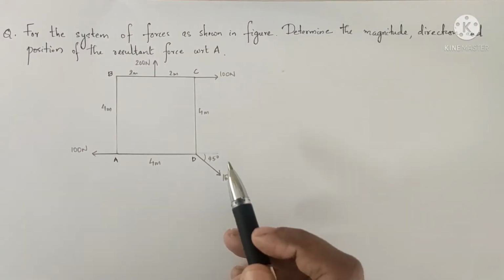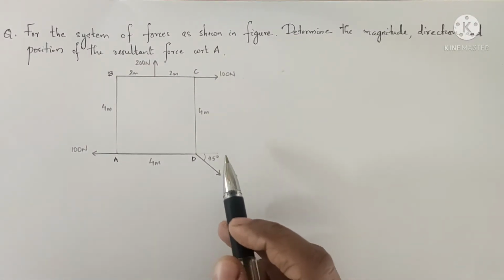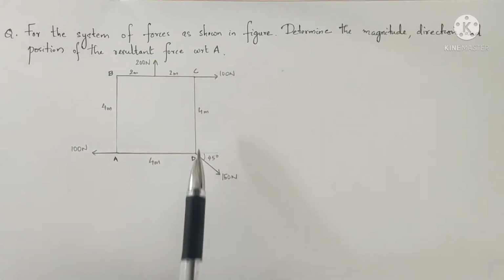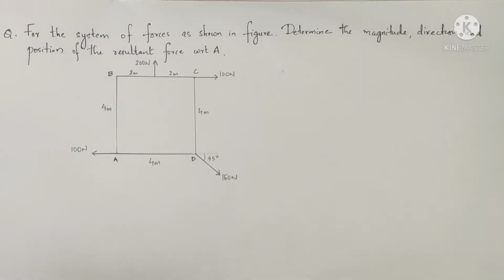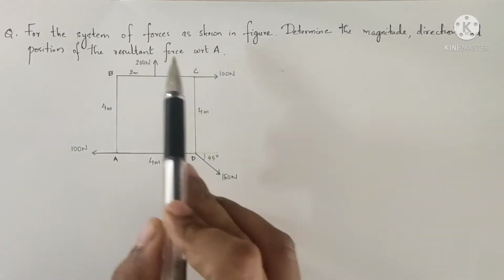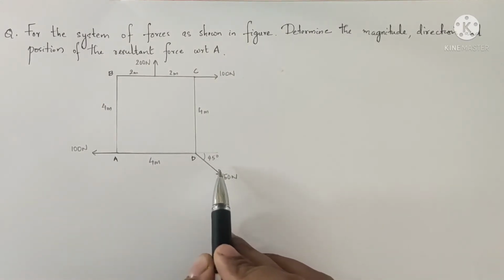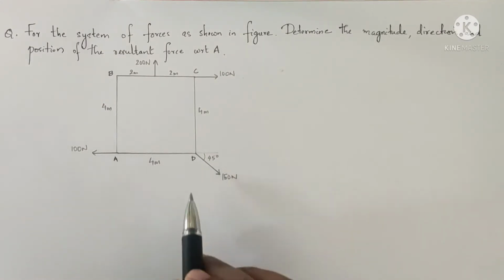So in this question, a system of non-concurrent forces are given. Here we are required to find the resultant of the force: the magnitude, direction and position of the resultant force. So let's solve this problem. In this question, this 150 Newton is an inclined force. We'll resolve this 150 Newton into the horizontal and vertical component, and then we'll further analyze the problem.